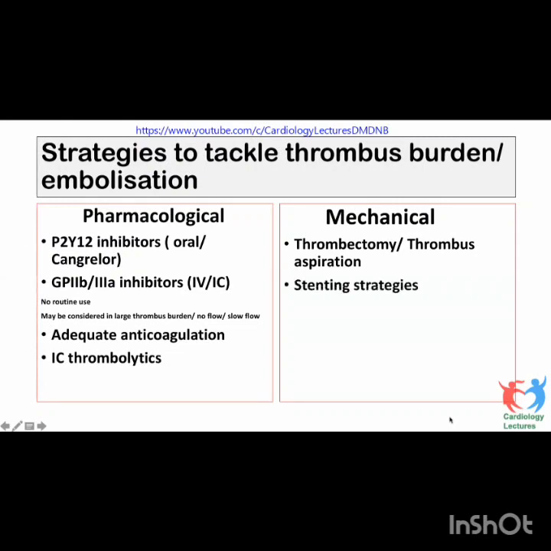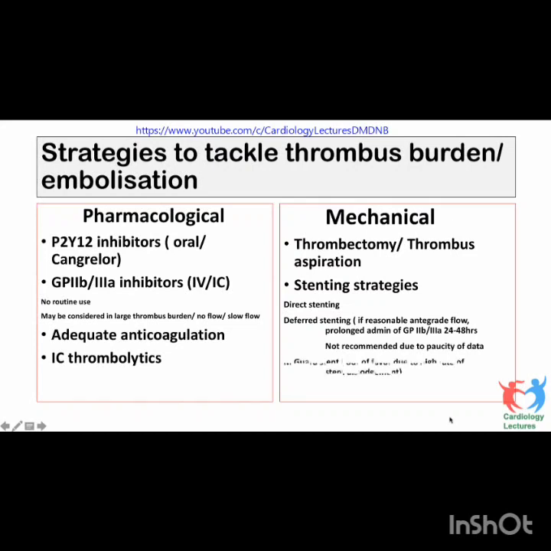Stenting strategies also are very important when it comes to thrombus burden. We can resort to direct stenting. We can do deferred stenting: do a balloon dilatation, resume flow, shift the patient back to the ICU, give prolonged glycoprotein 2B 3A inhibitors for about 24 to 48 hours, bring the patient later, and if the flow is better, you can always do stenting. That is called deferred stenting. Again, not recommended due to positive data in the guidelines, but we find it extremely useful in our practice.